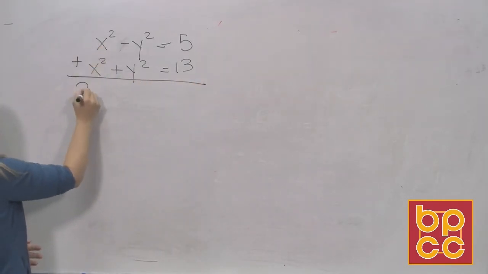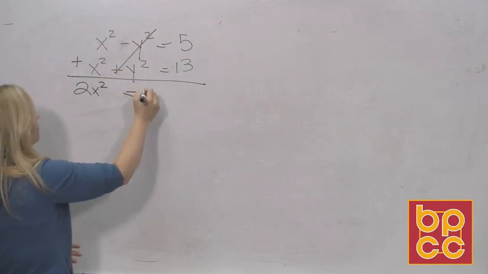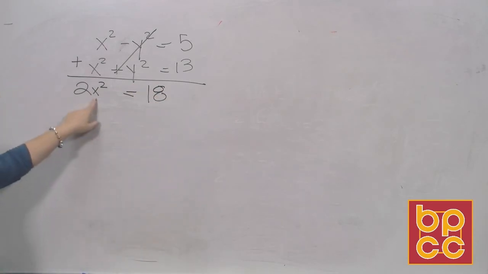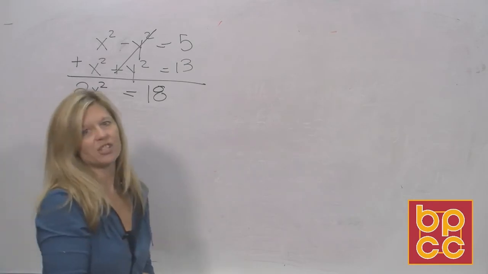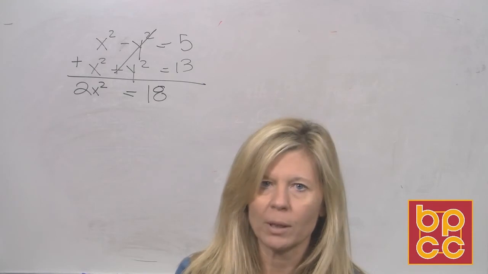X squared plus x squared is 2x squared. The y squareds are going to cancel out. 5 and 13 is 18. Now everybody look closely. That equation has an x squared. It's quadratic. You're in the driver's seat. Which method do you want to use? Factor, square root, or the formula?